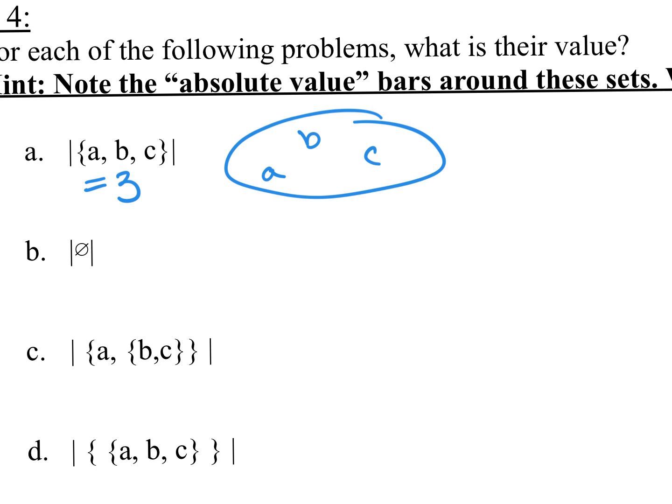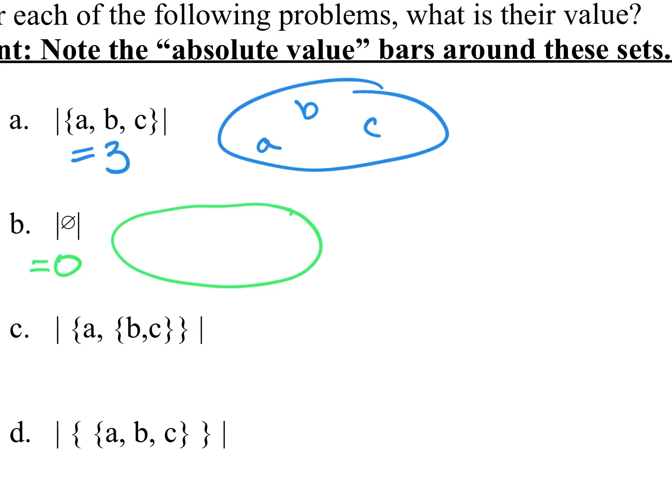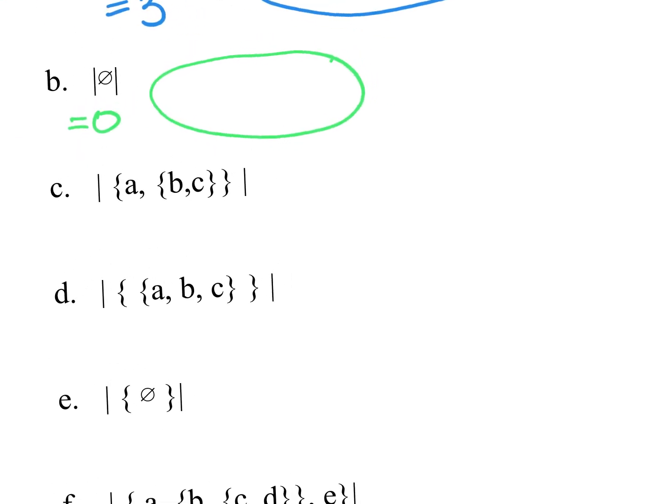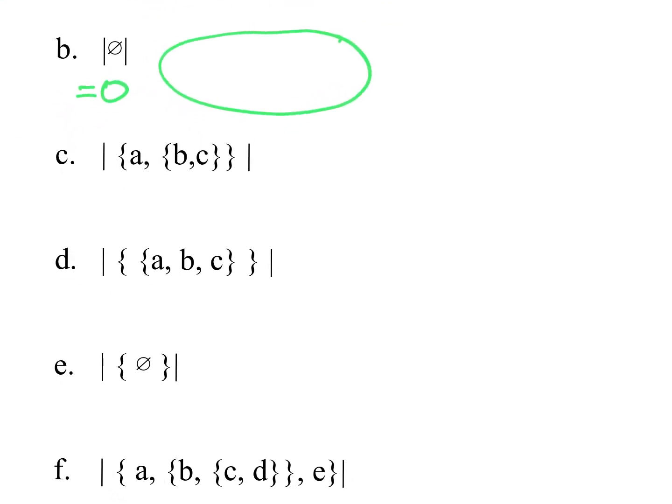If I were to draw this second set here, well, now we're talking about the empty set, right? And the empty set looks like that. It's a set with nothing in it. So how many things are in this set? 0. Okay. These were fairly straightforward. I don't think anybody had trouble with them. But as we get further on, it gets more interesting.